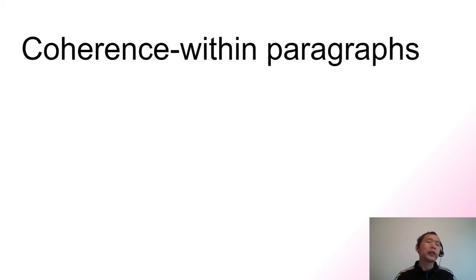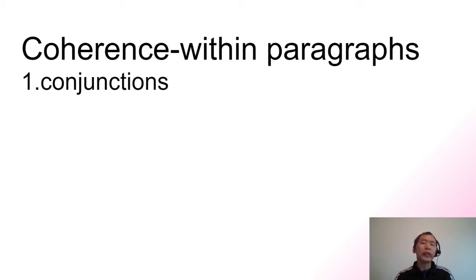Then let's look at the coherence within paragraphs. Within each paragraph, the ideas need to move smoothly, which means from one sentence to the next sentence, the ideas should be connected. In addition to the techniques that we use to link the paragraphs, these are some techniques you can use to link ideas within paragraphs. The first thing that you can do is use conjunctions like and, or, because, if, even though.